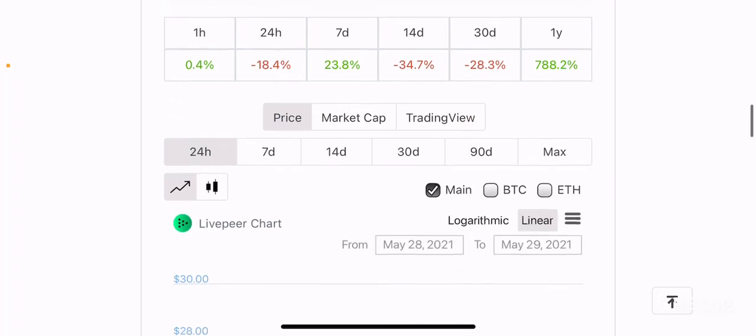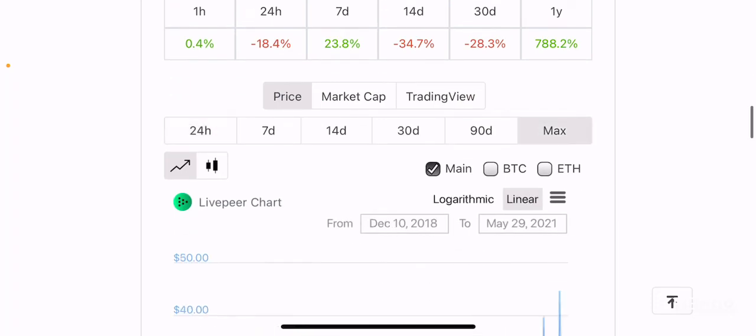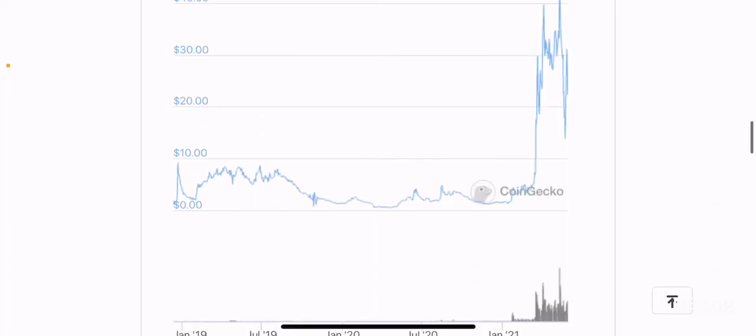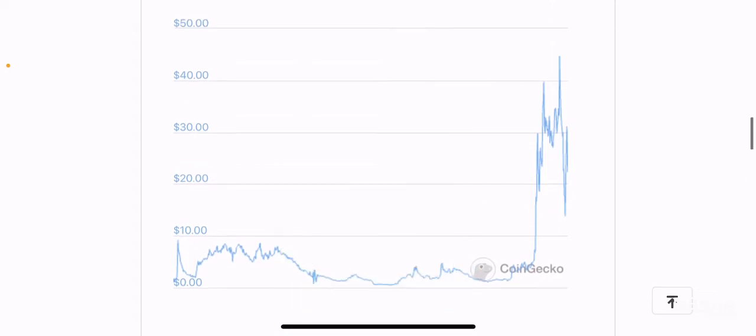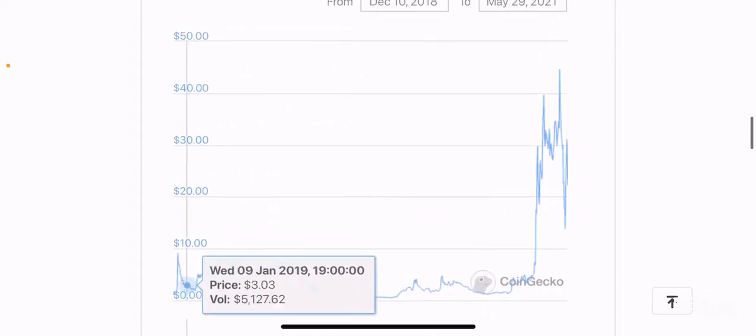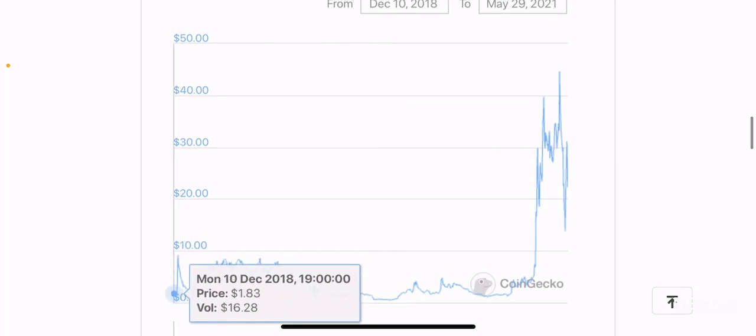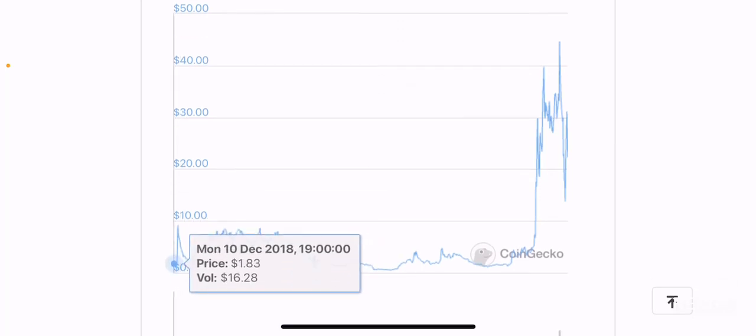If you take the chart with the dollar comparative, you can clearly see that the token has pretty much been on fire since early this year. And the price information for this token is available since late 2018, when this token was trading at $1.83, significantly lower than the $3 for the second seed round.